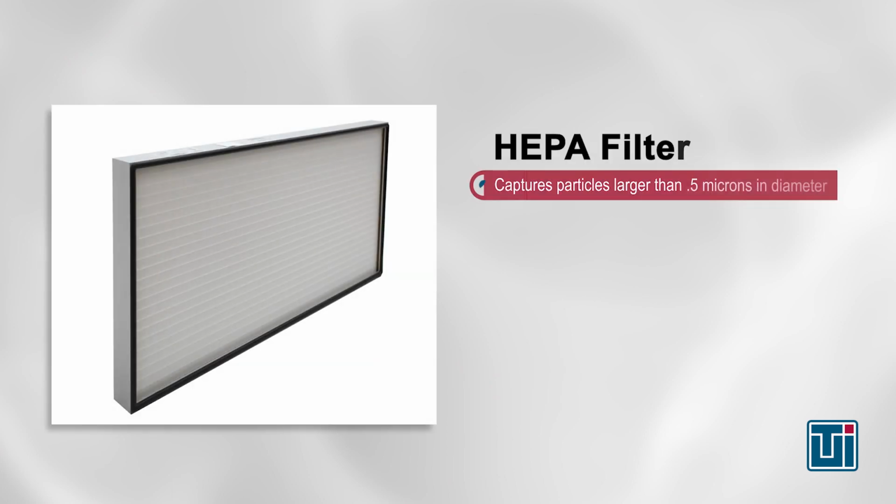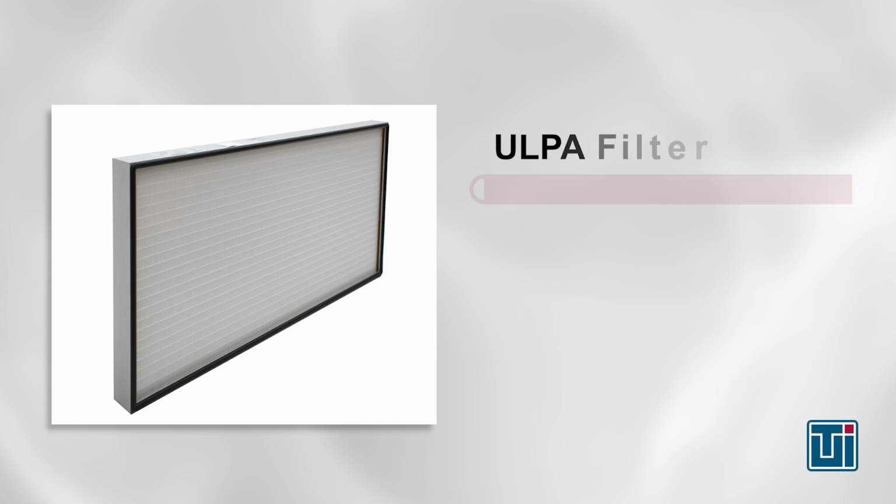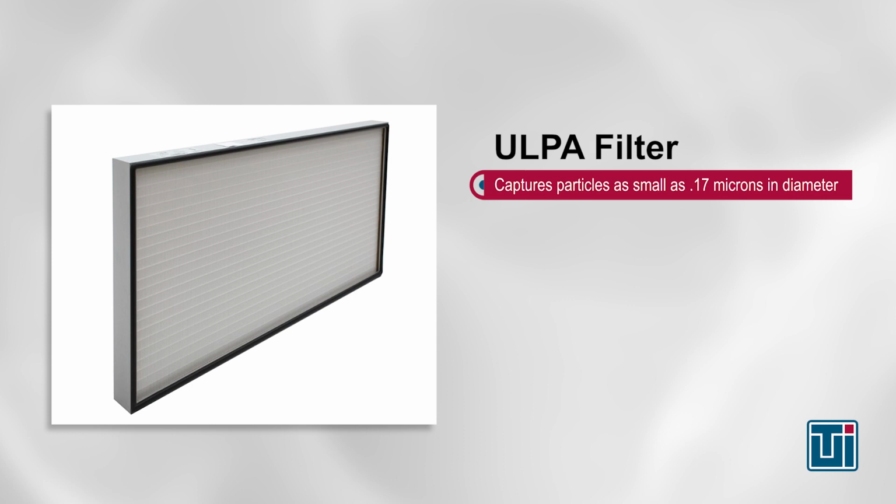HEPA filters capture virtually all particles larger than 0.5 microns in diameter. This includes dust, bacteria, VOCs, and frankly, most airborne contaminants. ULPA filters are designed to catch particles as small as 0.17 microns in diameter, including viruses and tobacco smoke. For most applications, HEPA filters are optimal.